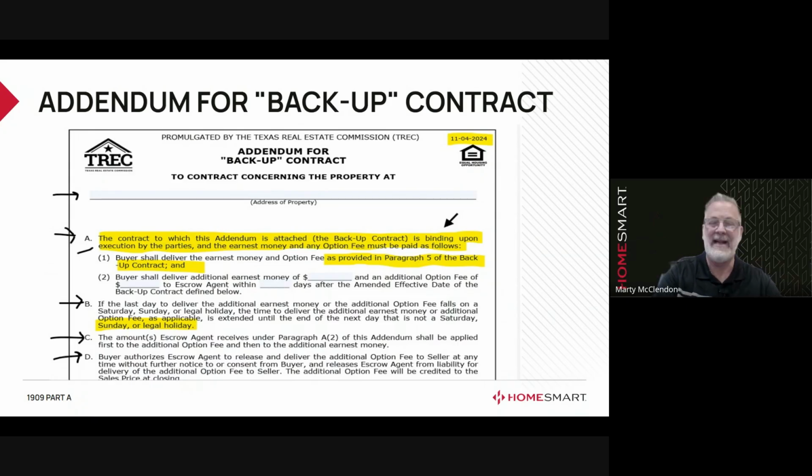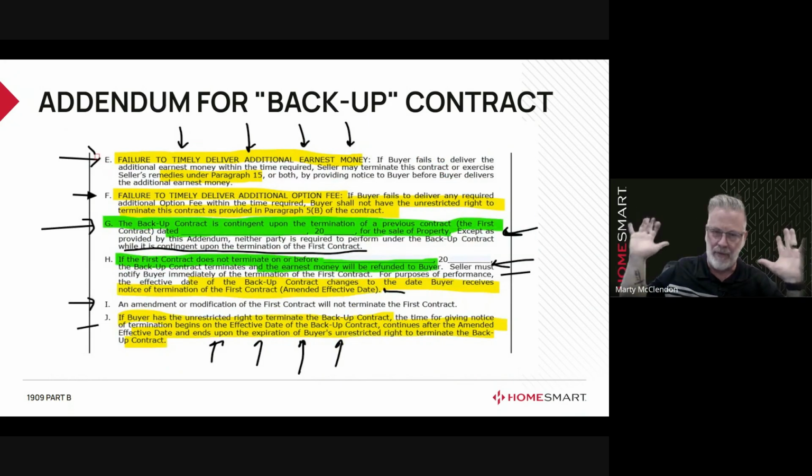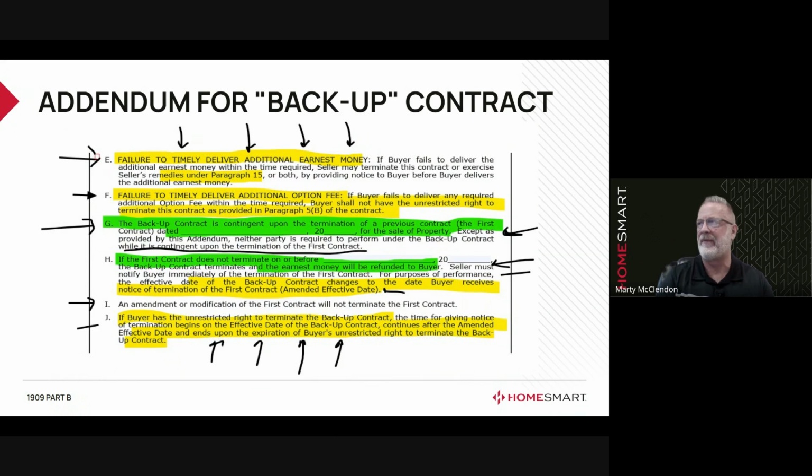Now we get to page 2, which is where all the contingencies happen. You can see all the arrows here. This is very important. So, failure to timely deliver additional earnest money. If buyer fails to deliver additional earnest money within the time required, seller may terminate the contract or exercise seller's remedies under paragraph 15 or both by providing notice to the buyer before buyer delivers the additional earnest money.